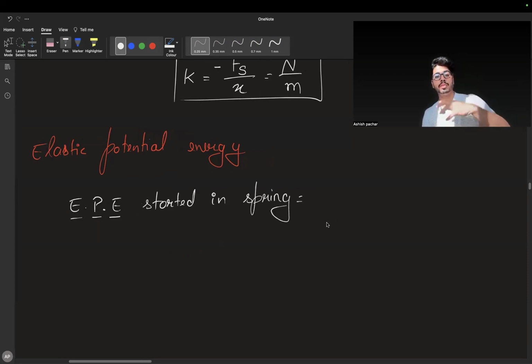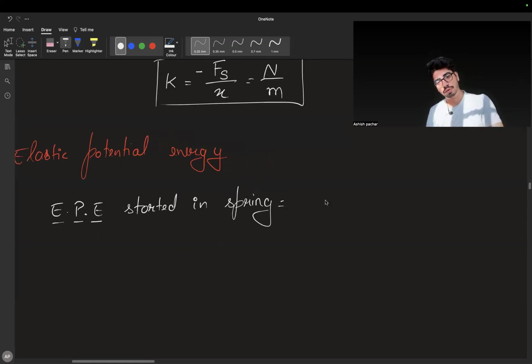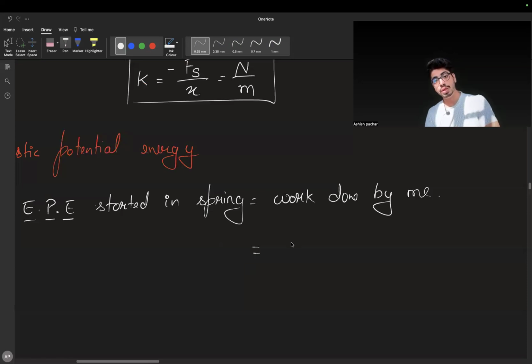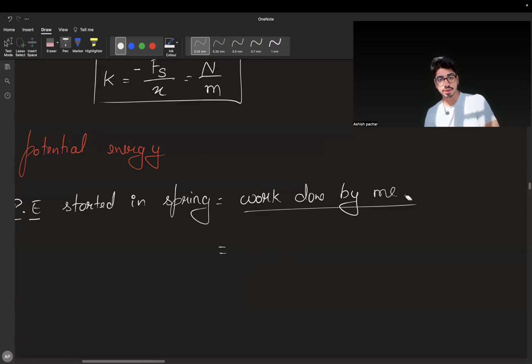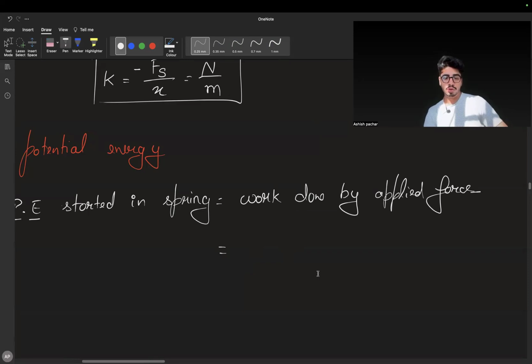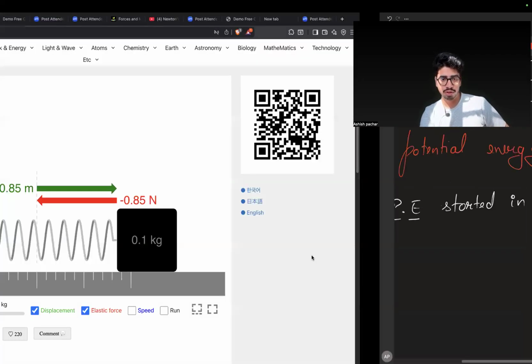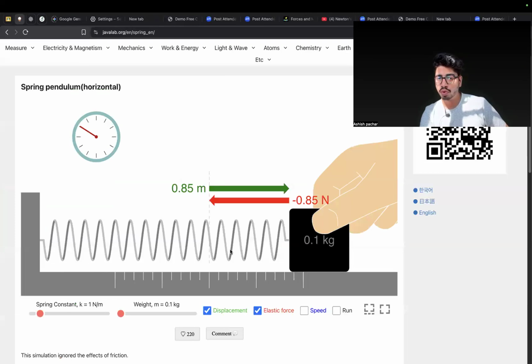is equal to the work done by me, correct? So that is equal to the work done by me. How much work am I going to do? First thing, this is the work done by me, or work done to displace that, or the work done by the applied force. How much will this be? Let's do that, because the force is variable right now.